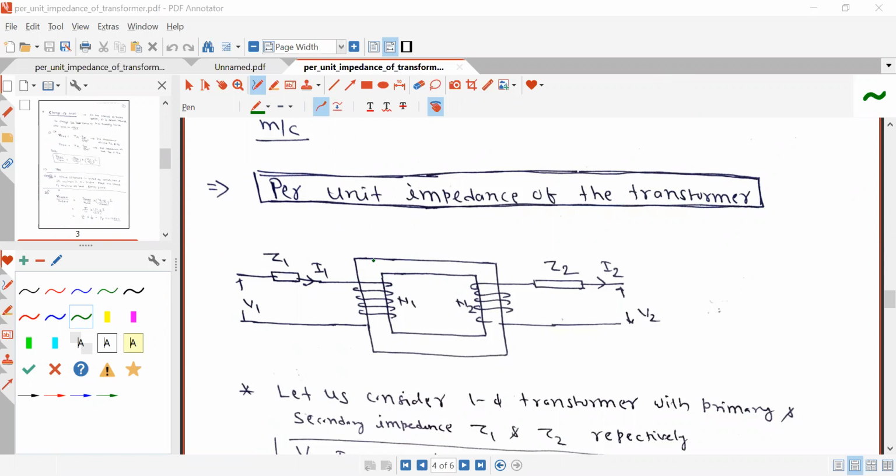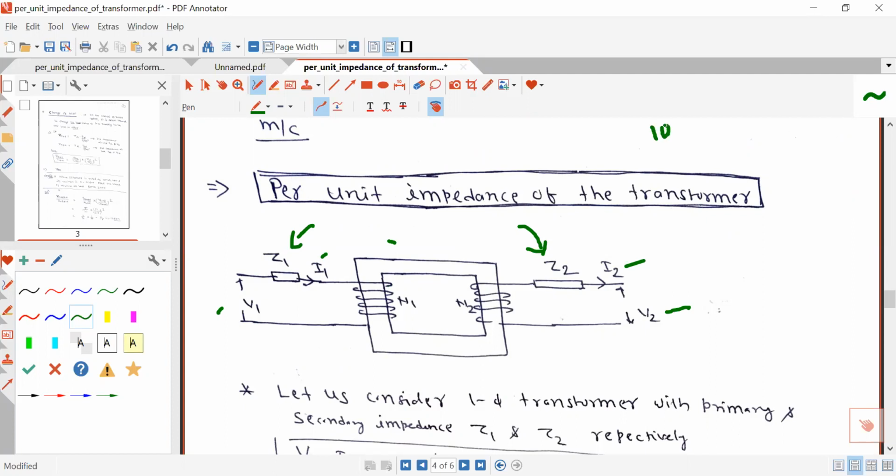For this, let us consider a single phase transformer whose primary winding impedance is Z1 and secondary winding impedance is Z2. V1, I1 are the rated values of primary voltage and current respectively, and V2, I2 are the rated values of secondary voltage and current. You must remember these are rated values. The current I1 is calculated from the rating of the transformer.